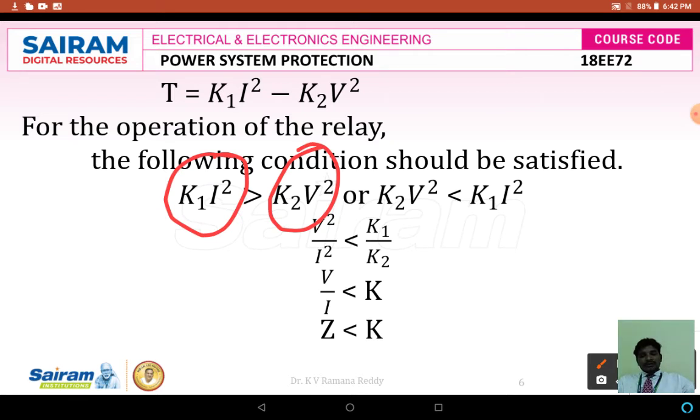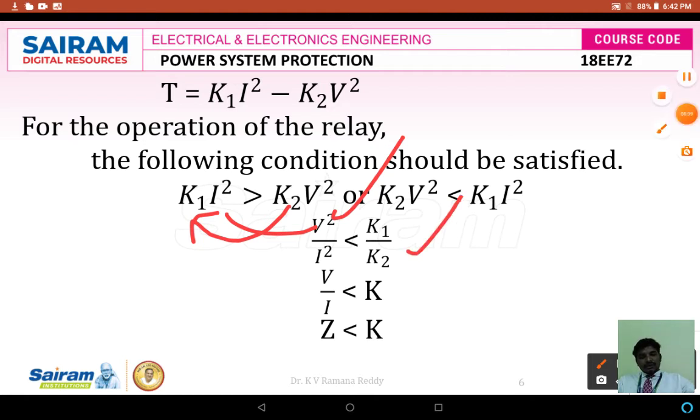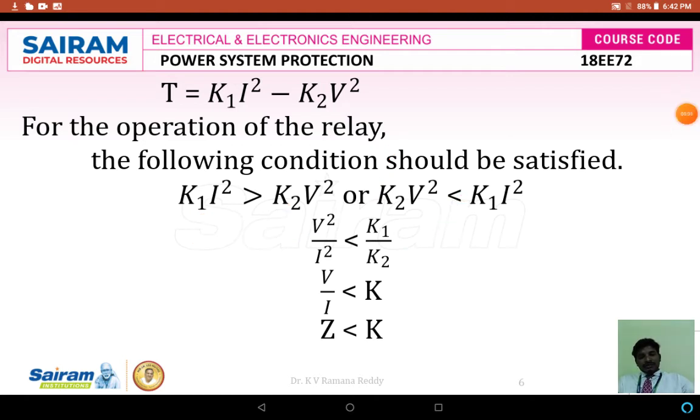So if K1 I square is greater than K2 V square, then in the above equation, if we move I square to the other side, it becomes V square divided by I square. If we move K2 to the other side, it becomes K1 divided by K2. So if V square divided by I square is less than K1 divided by K2, then taking the square root on both sides, V by I is less than K. V by I is nothing but Z. The impedance value is less than K.